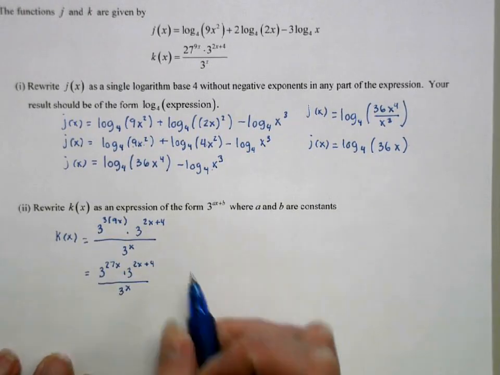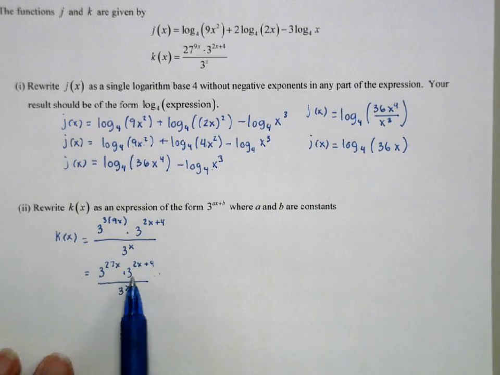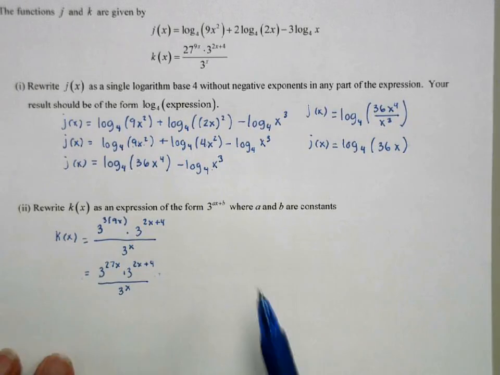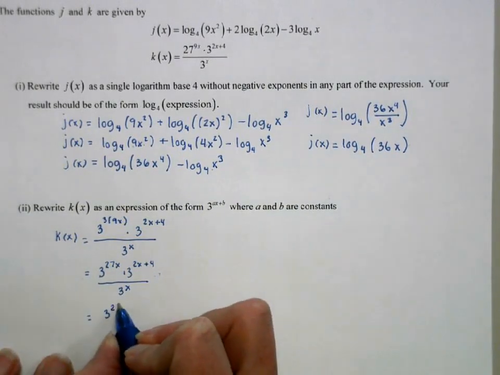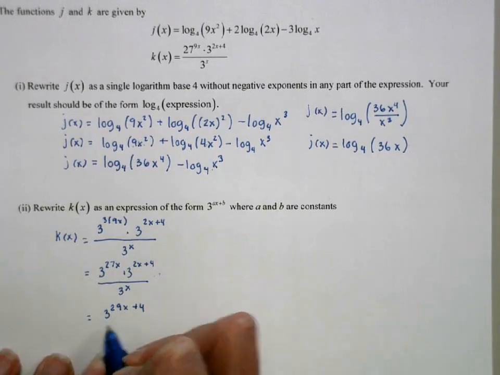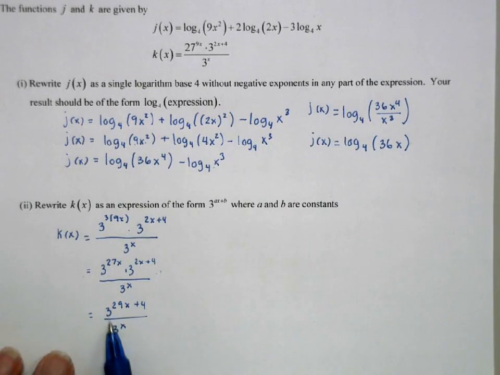I can combine these. When we have exponentials with the same base and we're multiplying them, we're going to add the exponents together. So this is going to be 3 raised to the 29x plus 4. When I have the same base and I'm doing the quotient, you're going to be subtracting. So we're going to do 29x minus x would be 28x, and then 4 minus 0 is just 4.